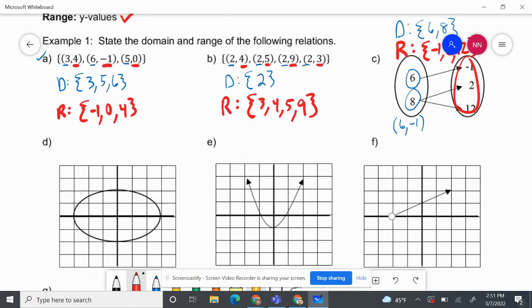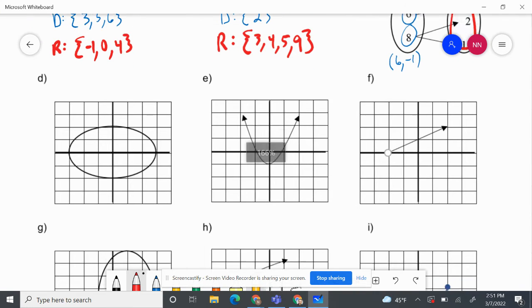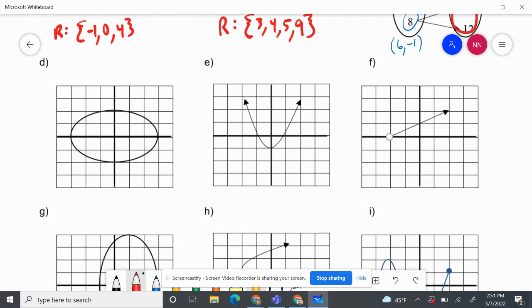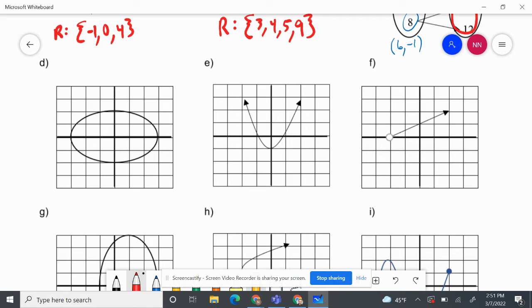Now we're going to look at continuous data. Continuous data is usually described with a graph. When we're looking at our domain, what we're going to do is we're going to look at our x values. So it goes all the way to the left to -3, and it goes all the way to the right to +3. So our domain are our x values such that x is in between -3 and 3.